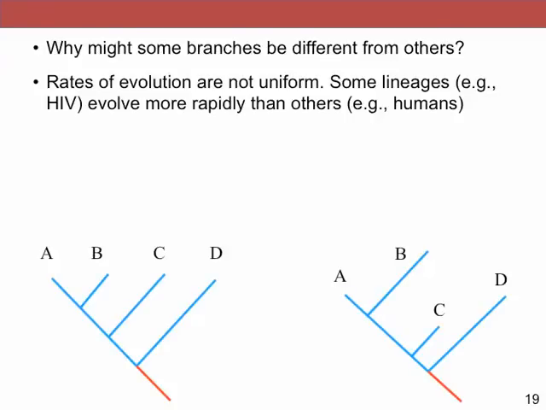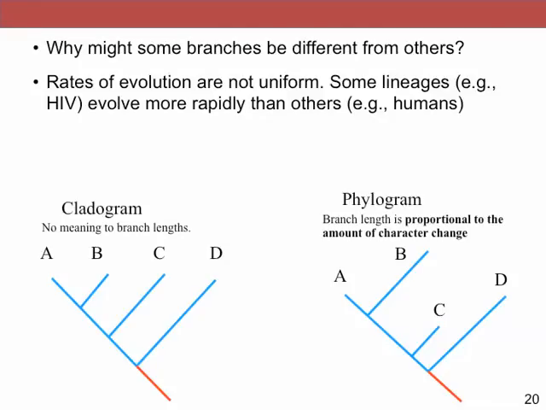So on the left here, we have the normal phylogenetic tree that we've been talking about so far in the class. That's called a cladogram, when you're just showing the relationships among organisms in the tree. The branch length in this tree does not mean anything. In the tree on the right, the branch length is trying to represent the amount of change that has happened on that branch. In essence, the longer the branch, the higher the rate of change. And that's called a phylogram.